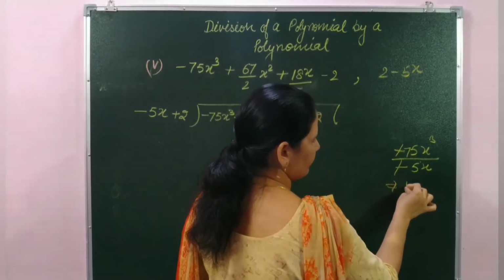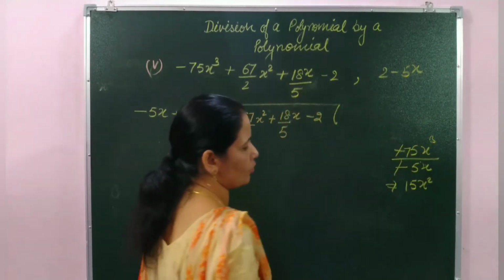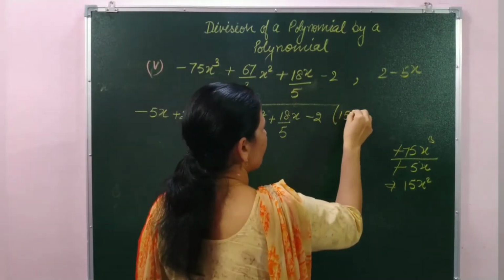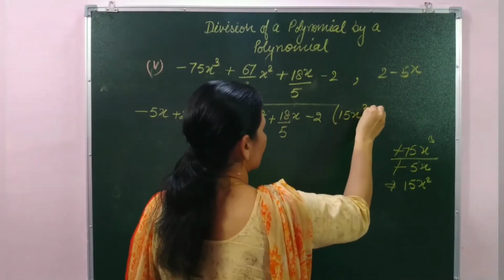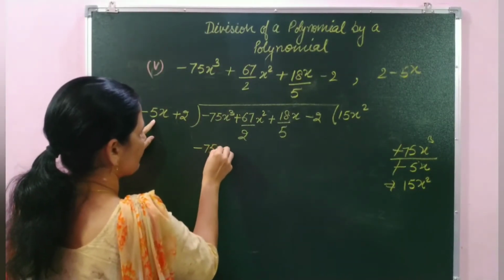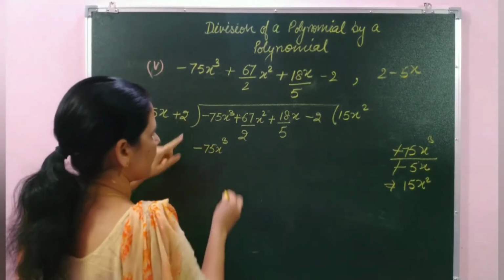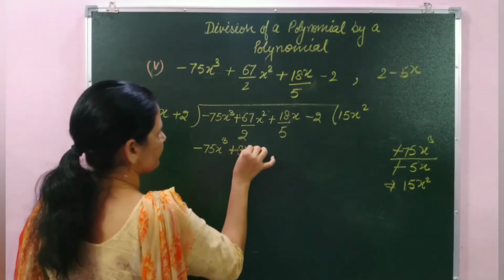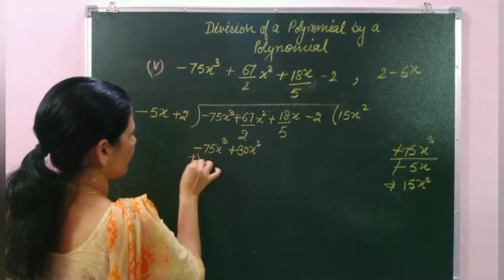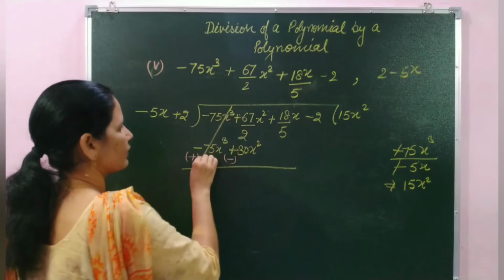Minus cancels with minus. 5 ones are 5, 5 fifteens are 75. And then x cube divided by x gives x square. So we get from here the result 15x square. So the first term of the quotient is 15x square. 15 times 5 is 75x cube. Okay. Then 15 times 2 is 30x square. Okay students. Now this sign is positive and this negative. These two terms cancel out.